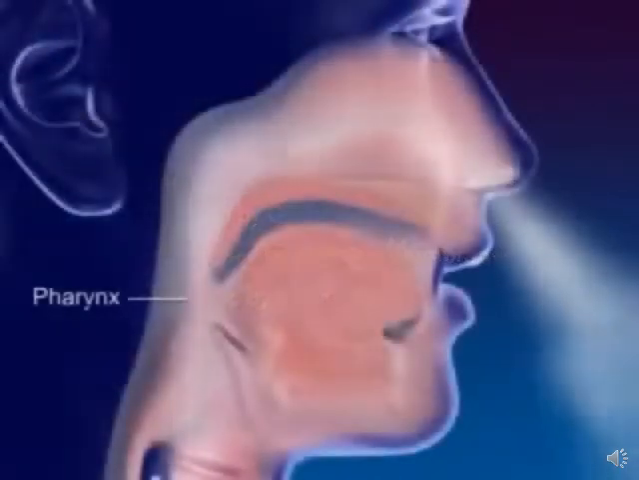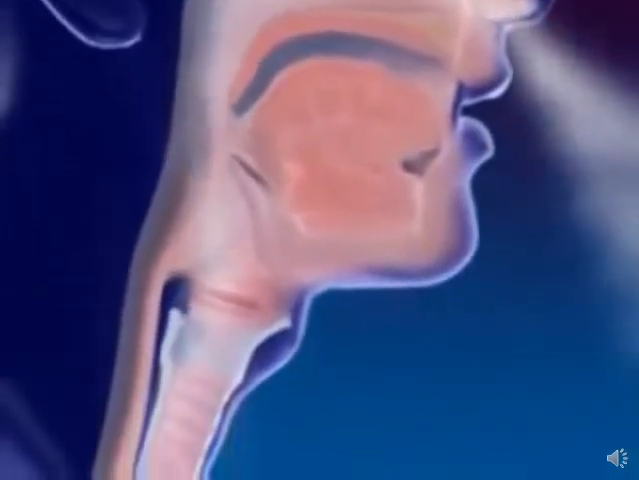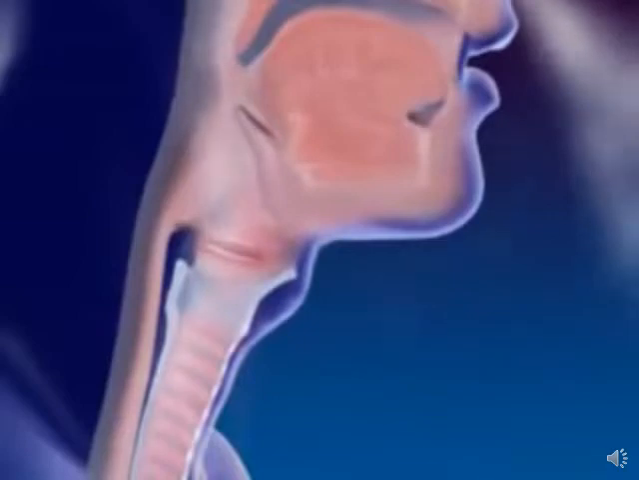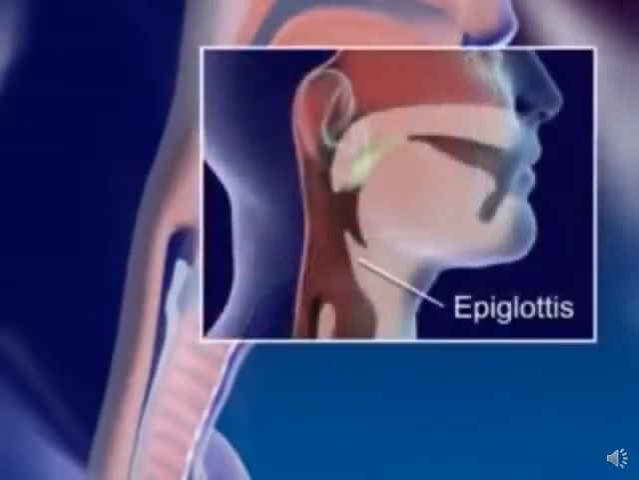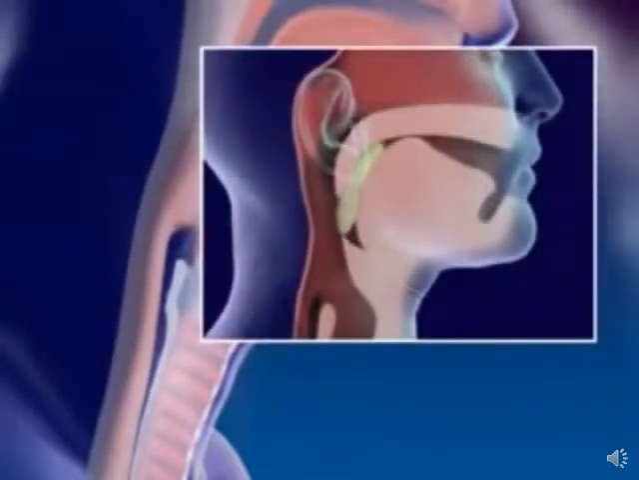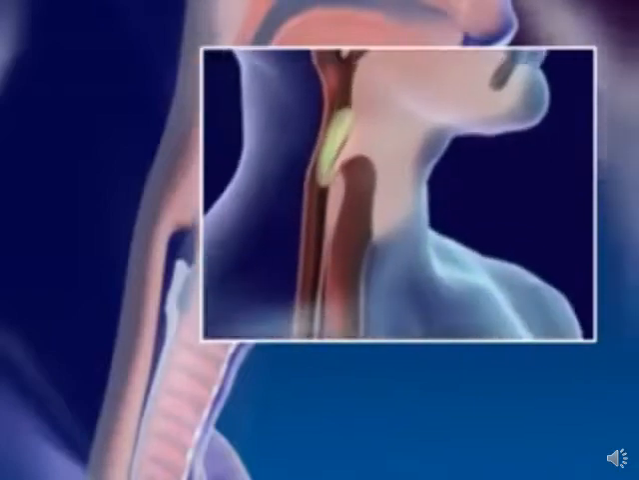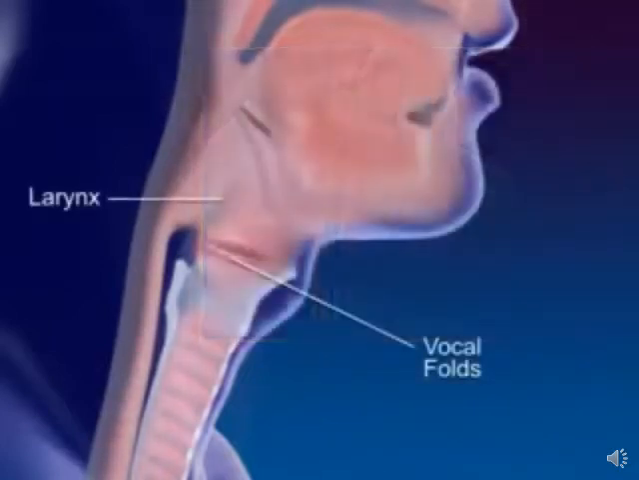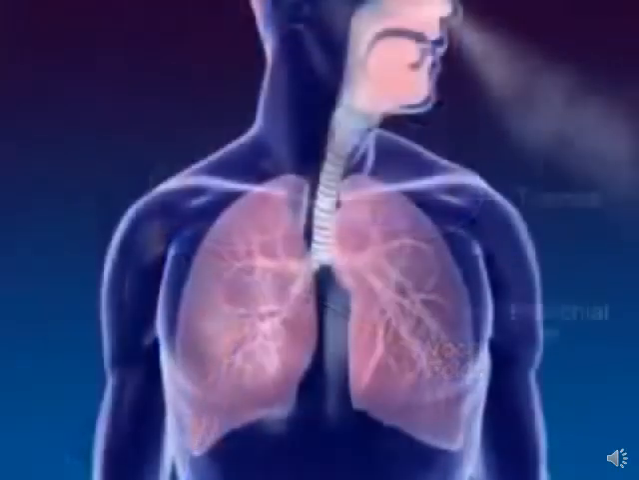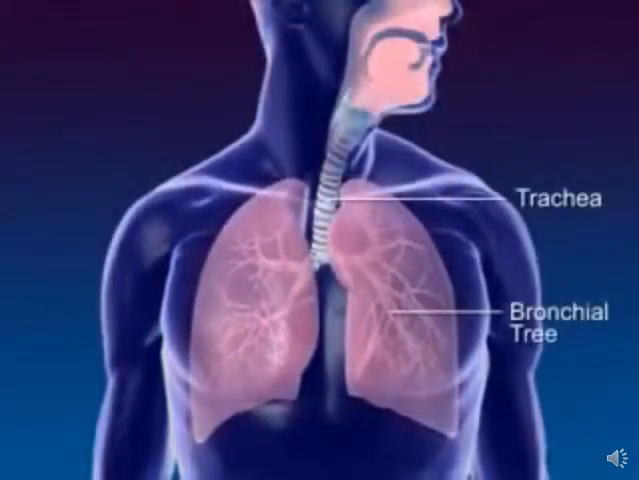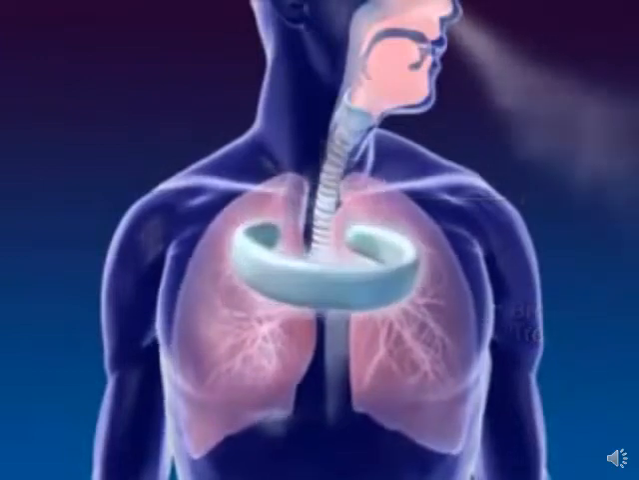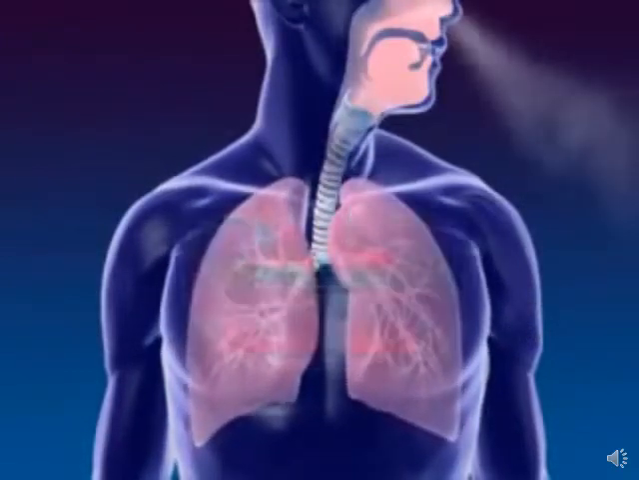Air moves into the pharynx or throat, the common passageway for food and air. Air continues on to the larynx. The epiglottis, a flap of tissue in front of the larynx, closes off the larynx when swallowing to prevent food from entering. The larynx or voice box contains the vocal folds. The trachea or windpipe connects the larynx to the bronchial tree. The cartilage rings of the trachea prevent the trachea from collapsing.